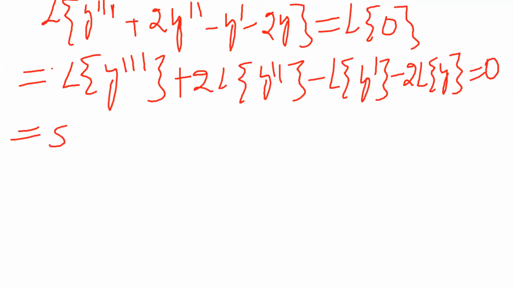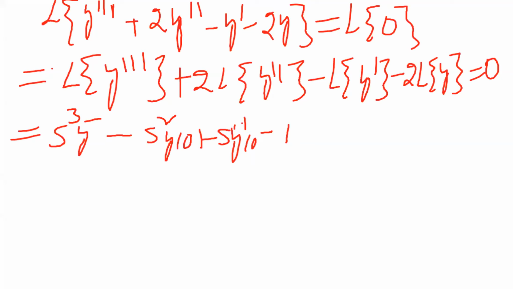Now we have to expand the L of y triple dash. It is s cube, s square, s, and constant s power 0 that equal to 1. First sign is positive and the remaining all signs are negative. First term of y is y bar, second term is y of 0, third term is y dash of 0 and fourth term is y double dash of 0. Okay, this is the first expansion.